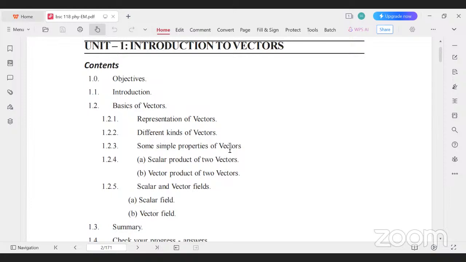Scalar, everybody understood, I hope. Yes, ma'am. Understood, ma'am. Good.